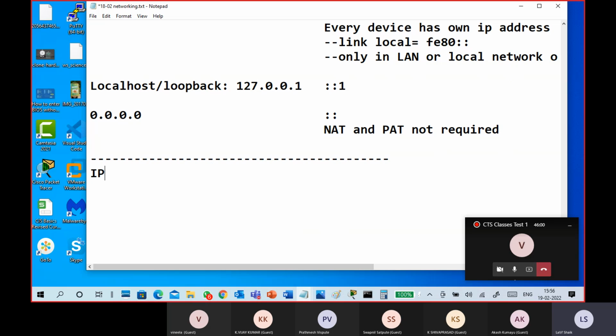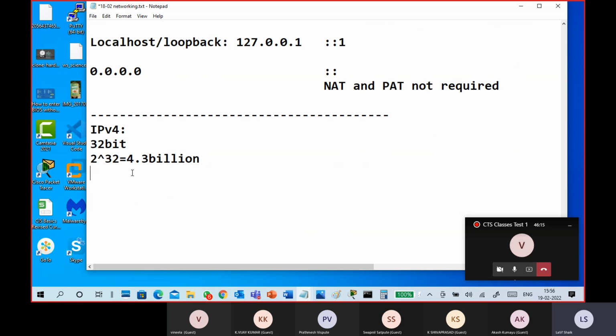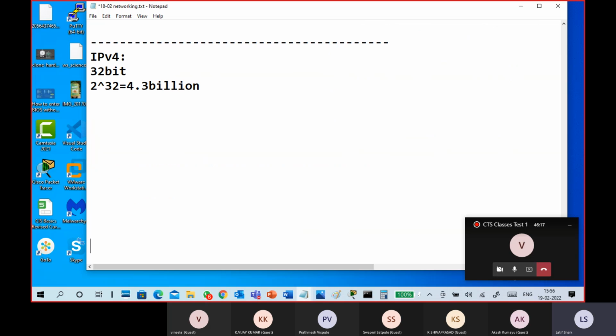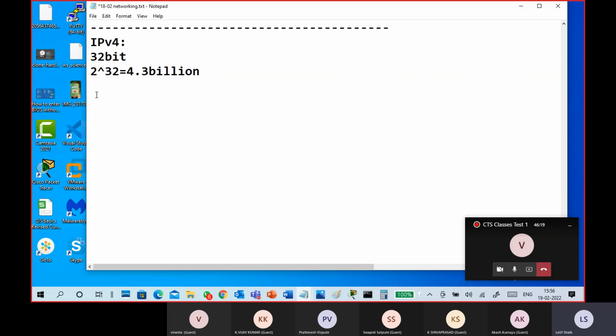Okay, guys, I'm going with IPv4 only again. So again, how many bits? 32 bit. So 2 to the power of 32. It is 4.3 billion IP addresses we are getting, right? So 4.3 billion IP addresses we are getting. So it is in a decimal format. So, okay. So IP addresses start with 0.